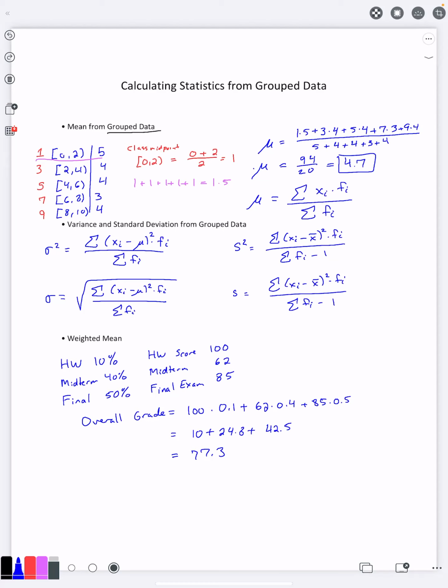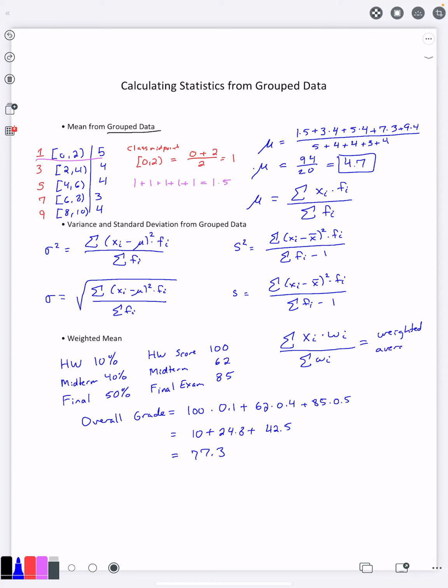Now, in our formula here, what we were doing is we were taking, again, the value and multiplying it by the weight, kind of like adding up the value times the frequency. And before we had to divide by the frequencies, this time we would divide by the sum of all the weights, and this would give you your weighted average.